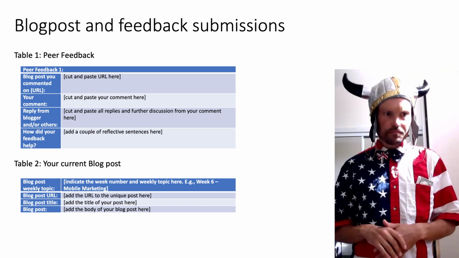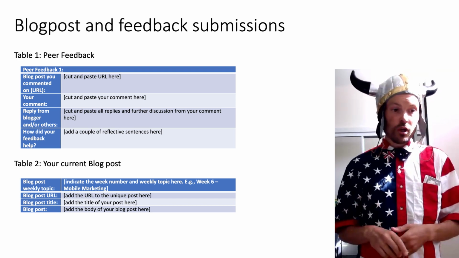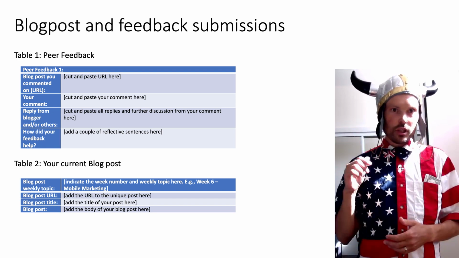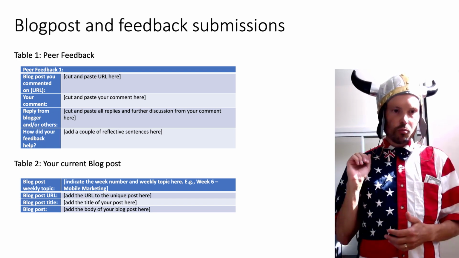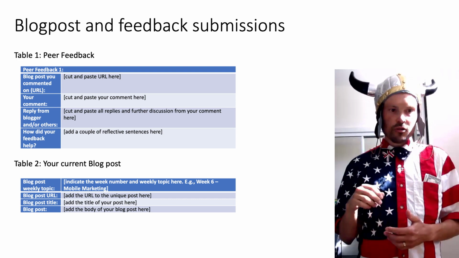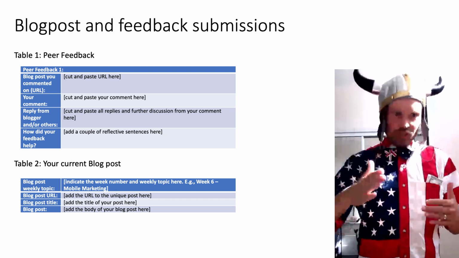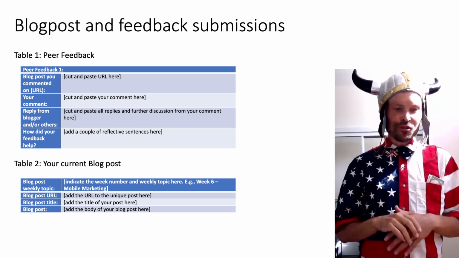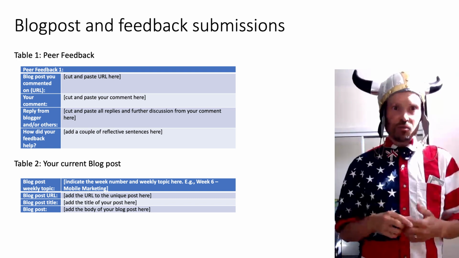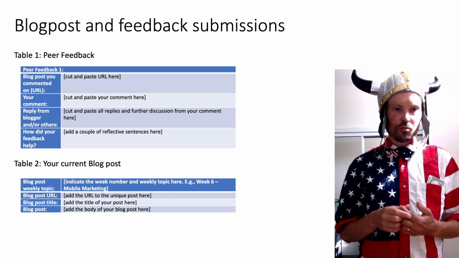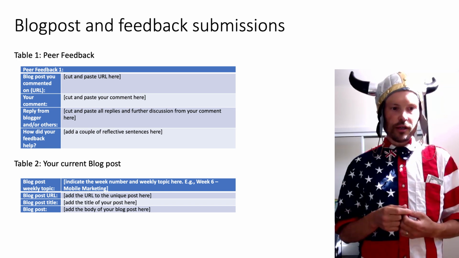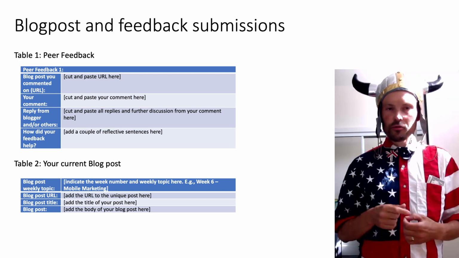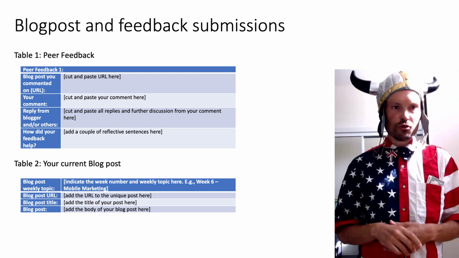Following that is table 2, where you post in the URL to your particular blog post and the title of the post. I will say, first of all, put what was the topic of that week. So if it's week 6, for example, mobile marketing, you put that first on top of table 2, and then you paste in the body of your post, and you send that in to Turnitin.